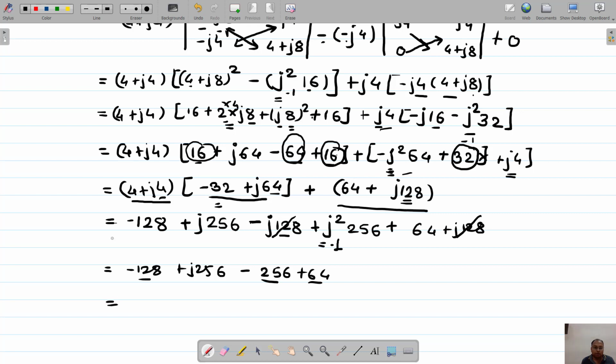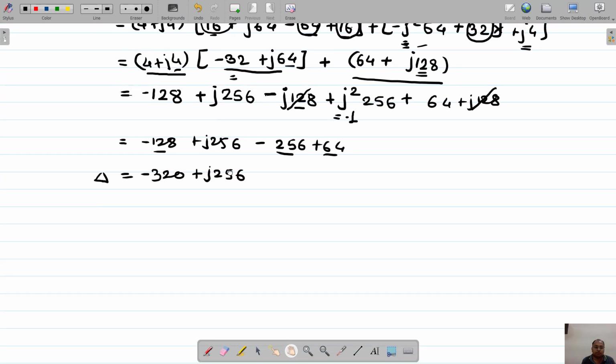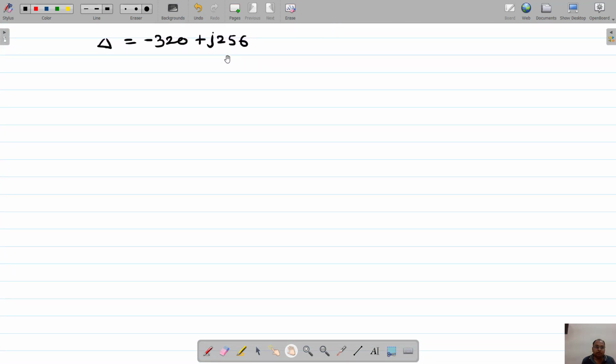Okay. So minus 128 minus 256 and plus 64. So it is coming as minus 320 plus j 256. So this is the value of delta. Are you getting it? Now let us convert that delta into the form of r and theta. Okay, is that fine? Now let us convert this delta into r and theta.